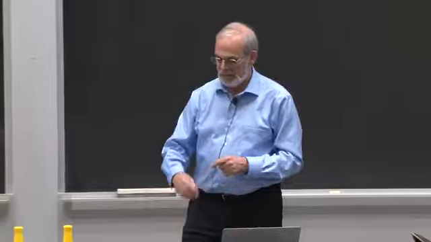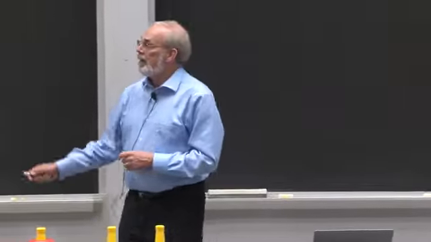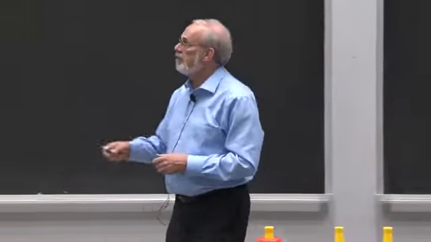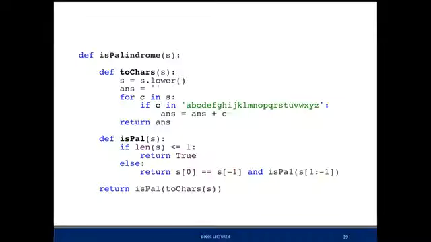Okay. How would I write it? I'm going to create a procedure up here, isPalindrome. I'm going to have inside of it two internal procedures that do the work for me. The first one is simply going to reduce this to all lowercase with no spaces.